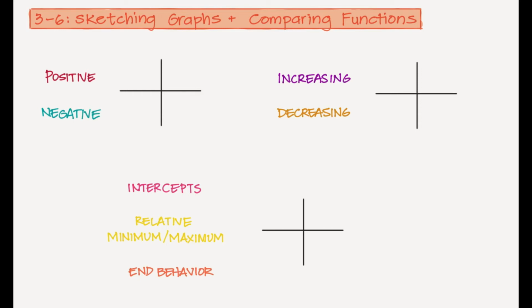Hello class, this is lesson 3-6 about sketching graphs and comparing functions. Now we're going to review what we've learned throughout this module. If we're talking about where a function is positive, that means where it is above the x-axis, and when it is negative is below the x-axis.